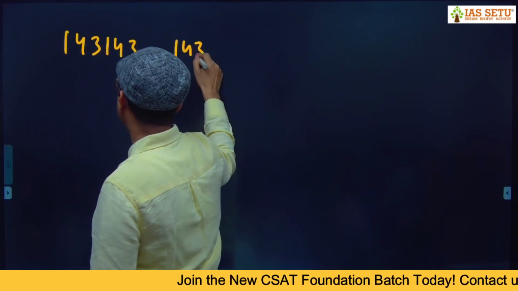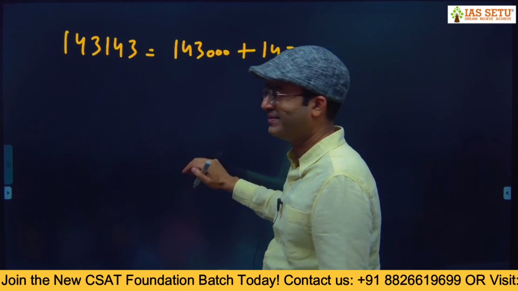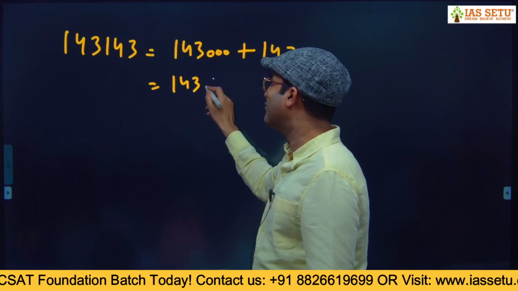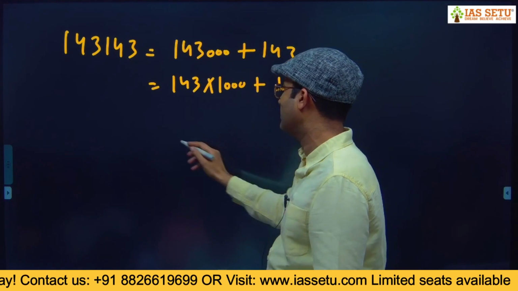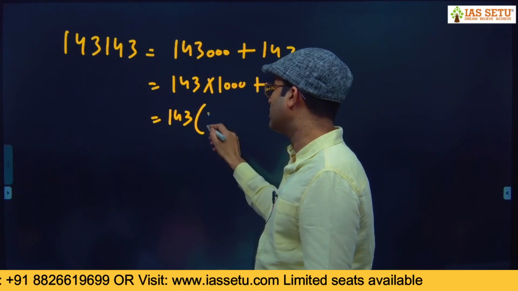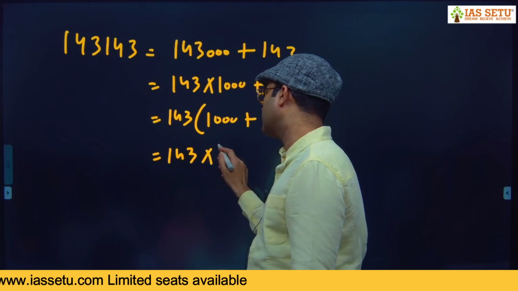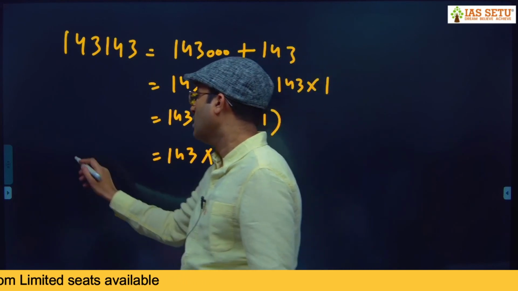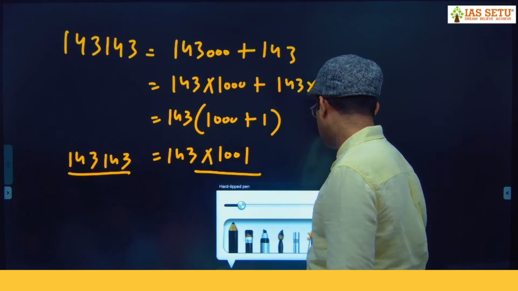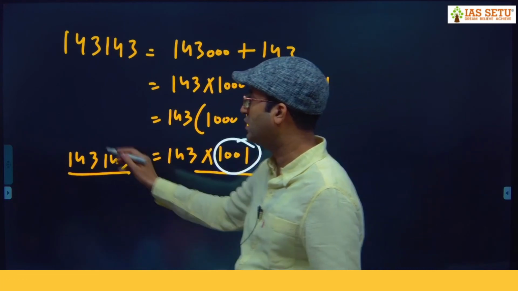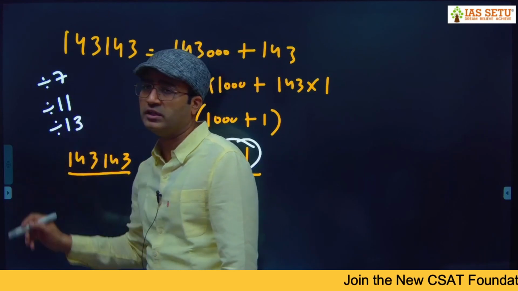So it is 143,000 plus 143. 143 into 1000 plus 143 into 1. 143 common, 1000 plus 1. So it is 143 into 1001. So this number is a multiple of 1001. Since it is a multiple of 1001, we can give a guarantee it is divisible by 7, 11, 13.